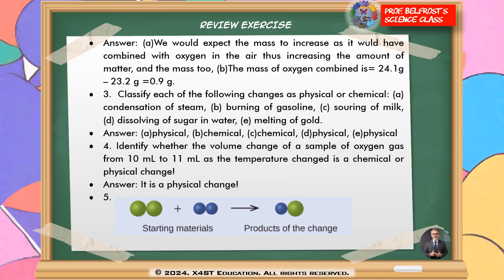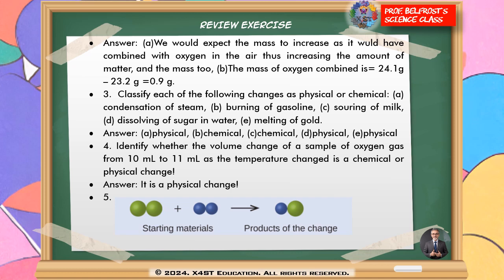Number four: identify whether the volume change of a sample of oxygen gas from 10 milliliters to 11 milliliters as the temperature changes is a chemical or physical change. It's very clear that this change doesn't involve a chemical property change. So this must be a physical change, right?